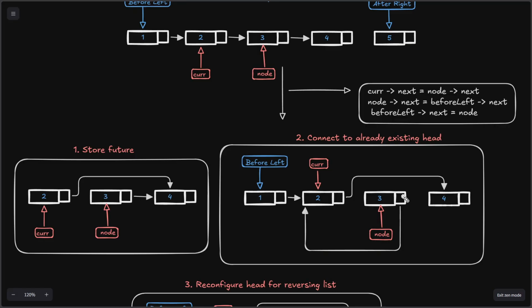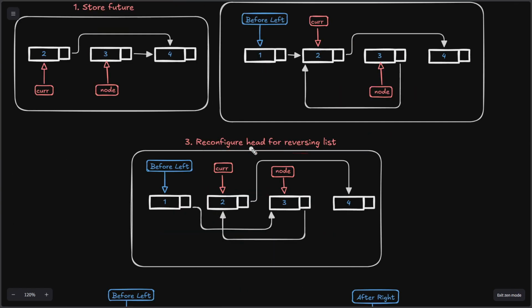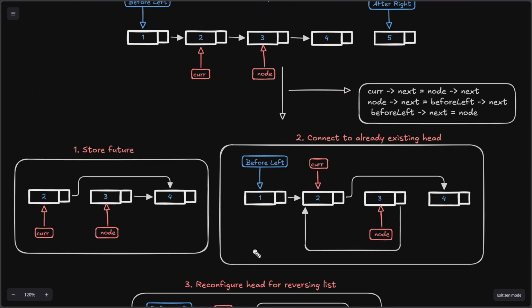Second, we are reconnecting this node to the already existing head. Since we are inserting at head, the node's next should point to the current head. Then we are reconfiguring the head for reversing the list. Since we know that this is our new head, before left's next should point to the new head. These are the three major steps that we have to do.